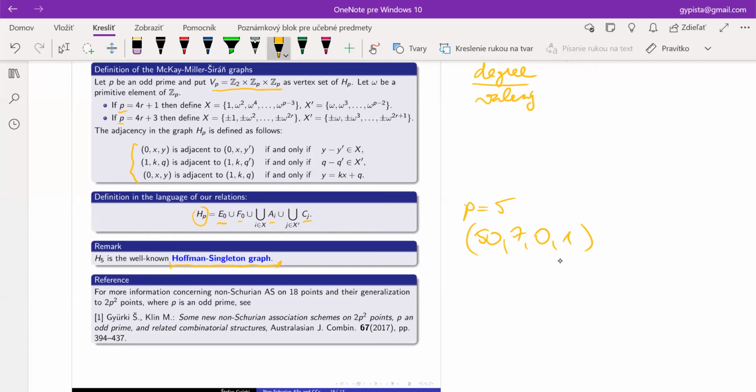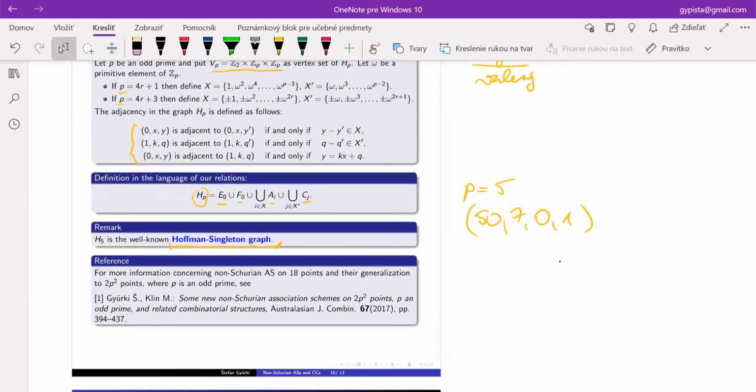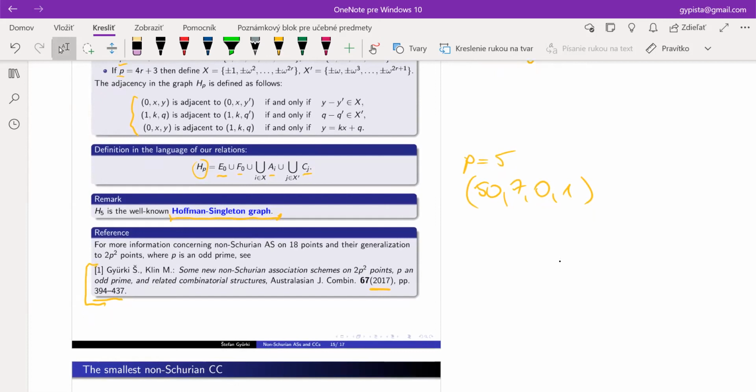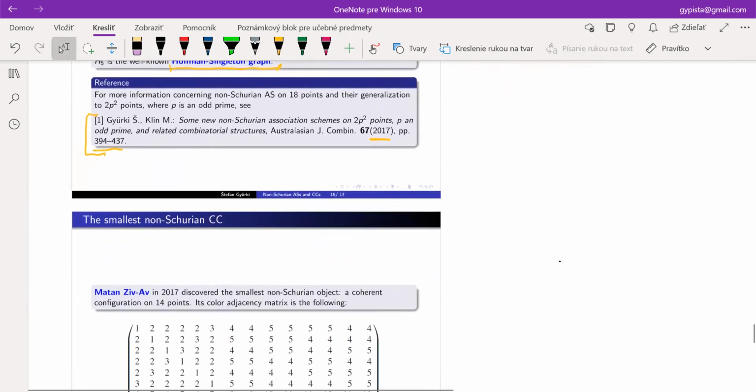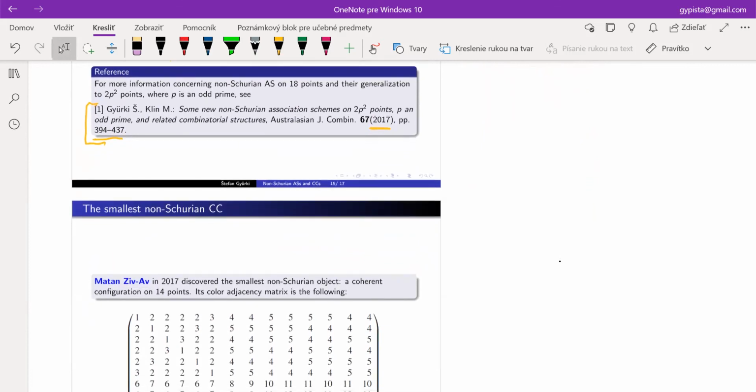So quite nice connections were revealed, and for an interested audience, I would like to refer to that paper where all these connections are mentioned. You can see that this paper has something like 40 plus pages, and it was in fact published just a few years ago. So this is how the story of non-Schurian association schemes of order 18 ended. It would be interesting to interpret more and more non-Schurian objects, association schemes, or coherent configurations, because really quite nice connections can be found.